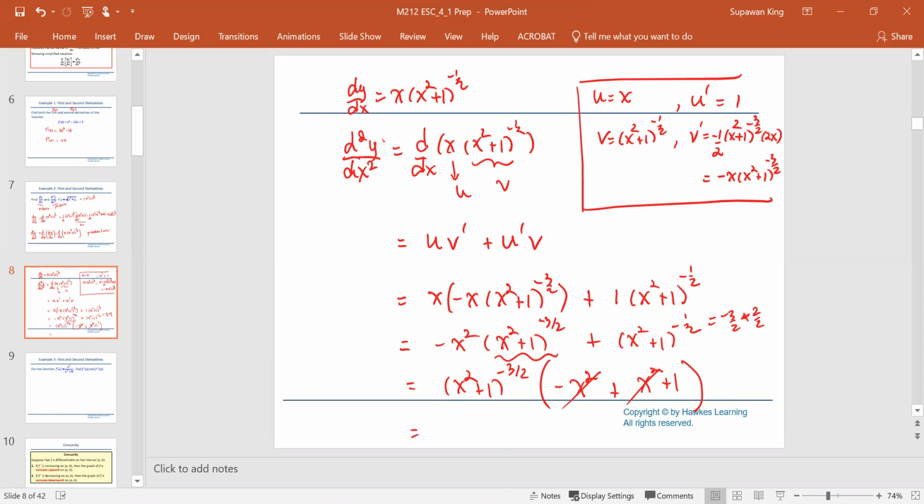Therefore, the second derivative of this function, or y double prime, or d2y dx squared here, is the quantity x squared plus 1 to the power negative 3/2. And we write it with a positive power as 1 over x squared plus 1 to the power 3/2.